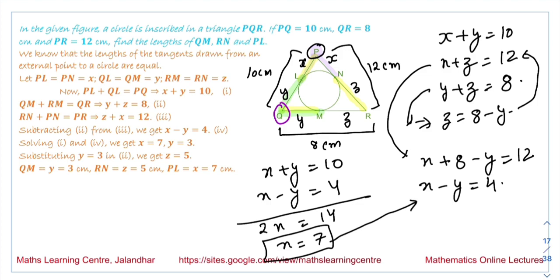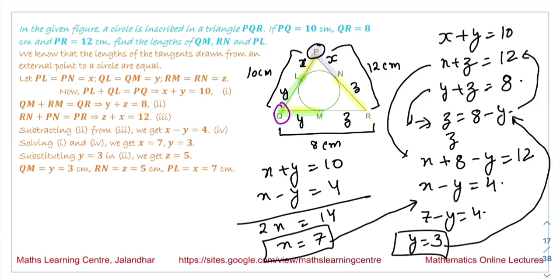Substituting this value of X in this equation, we will get 7 minus Y is equal to 4. So you will get Y is equal to 3. Similarly, putting this value of Y over here, we will get Z is equal to 5. So the lengths we are talking about: this length is 7, the second length we have to calculate is equal to 3, and the third length Z is equal to 5 centimeter. These are the required values.